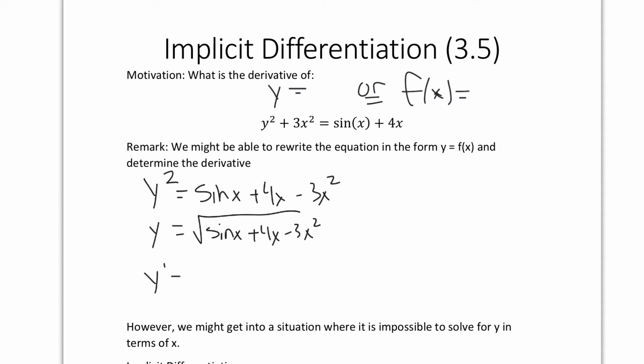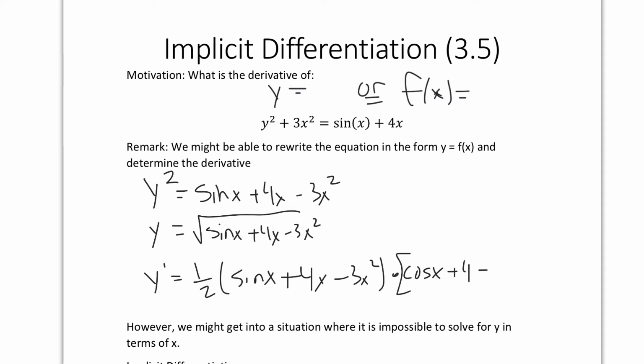Y prime would be equal to, we'll use the chain rule, 1/2 times sine x plus 4x minus 3x squared to the negative one half, times, chain rule will give us, cos x plus 4 minus 6x. Okay, so that didn't seem too difficult. If we have a situation where y isn't isolated, maybe we can just solve for y.